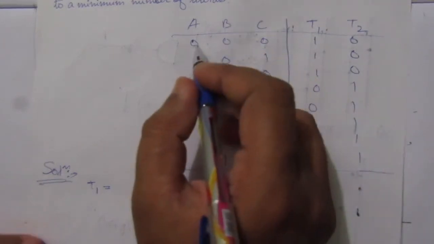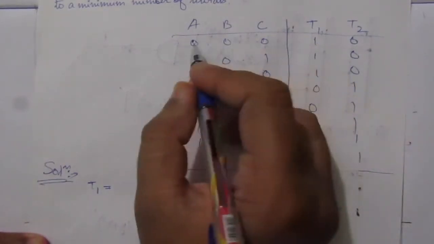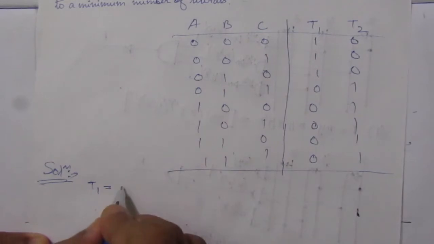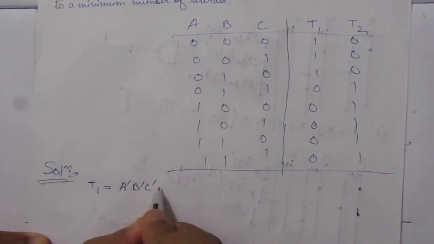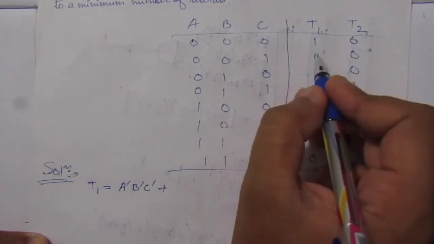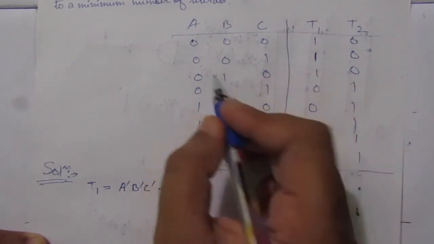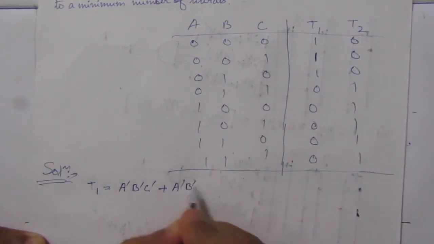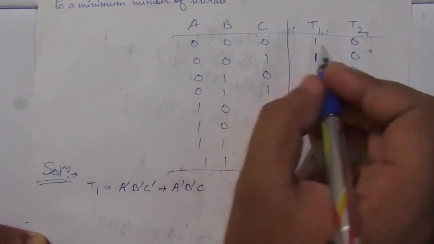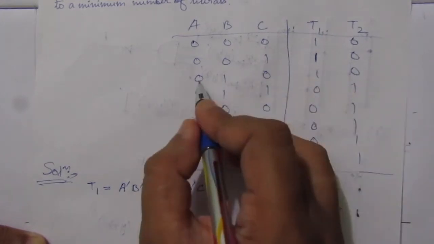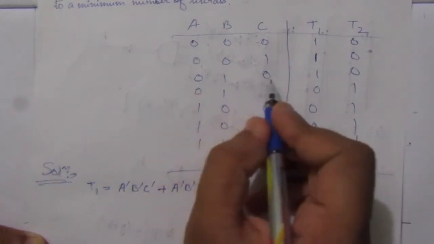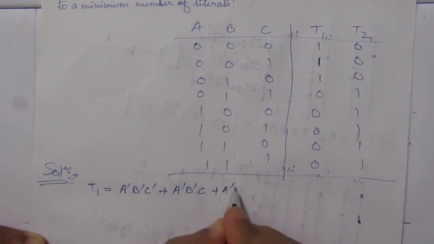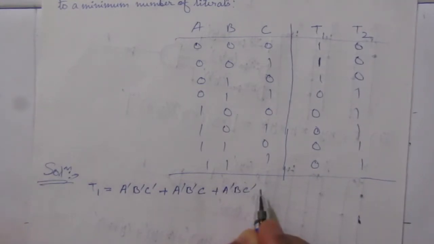So for the first one, we will have A bar, B bar, C bar. Plus, for the second one, we have A bar, B bar, C. Then for the third one, we will have A bar, B, C bar plus A bar, B, C bar. So this is the expression for T1.